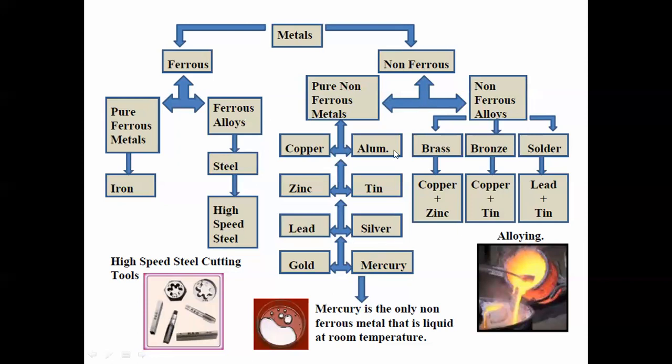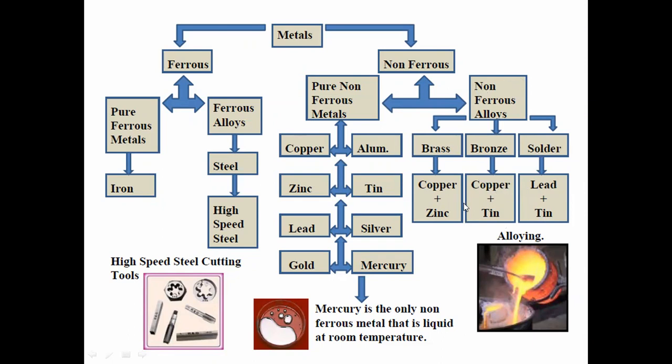Coming to non-ferrous alloys, we have brass. Brass is an alloy of what and what? Copper and zinc, please. This is an exam question, usually your favorite one. What is an alloy? What is brass made of? Copper and zinc. Bronze is copper and tin. Brass is copper and zinc, and solder is lead plus tin. You just have to memorize this and you need to know it.